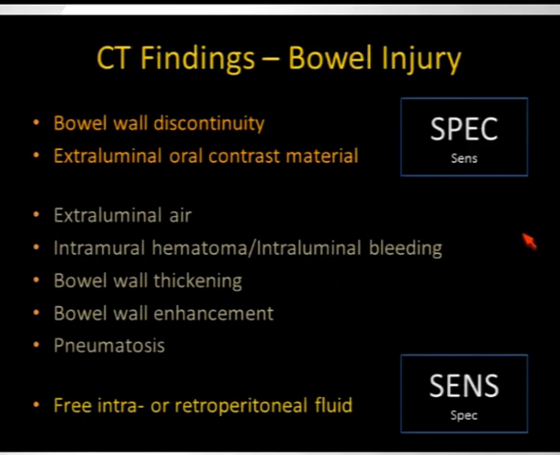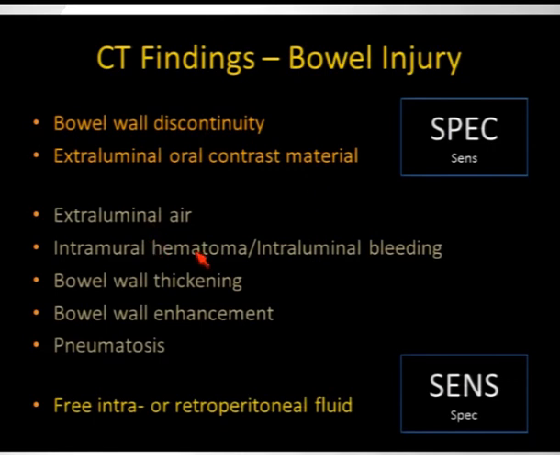So the signs described on CT that are used to diagnose bowel trauma haven't really changed since the early days of the application of incremental CT in blunt abdominal trauma, and include bowel wall discontinuity. We no longer give oral contrast, so we don't find extraluminal contrast, although the literature has proven that extraluminal oral contrast as the only sign of bowel injury proven in the OR is exceedingly rare. The vast majority of patients will have additional signs that will help us make the diagnosis.